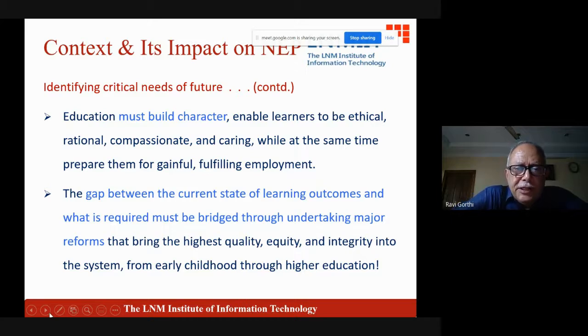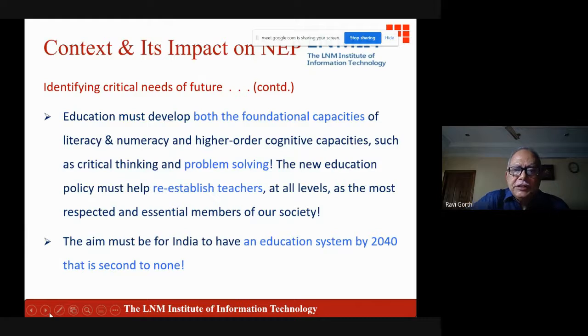Like Subrata Bhakti said in his book separately, the gap between the current state of learning and learning outcomes and what is required must be bridged. How? Through undertaking major reforms that bring the highest quality, equity, integrity, etc. into the system. So there is a need for bridging the gap between the current state and what is envisioned. Education must develop both the foundational capabilities and the higher order cognitive capabilities. What are the foundational? Literacy and numeracy on one side, and higher order critical thinking and problem solving, whether it's a skilled worker with a high school or a postgraduate, the critical thinking and problem solving are to be inculcated.